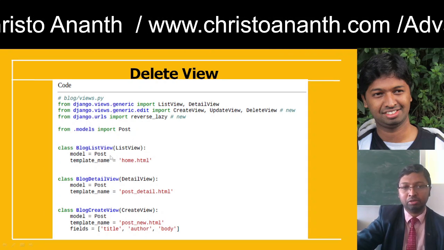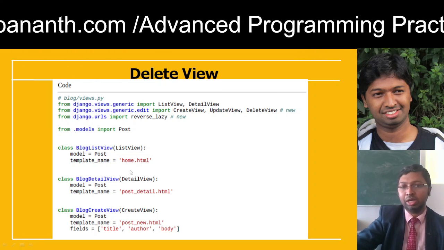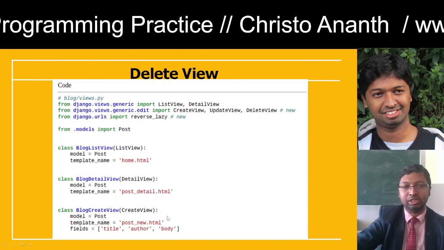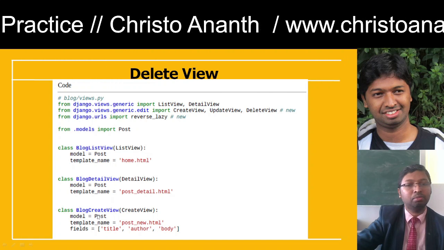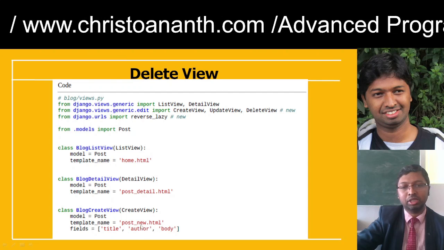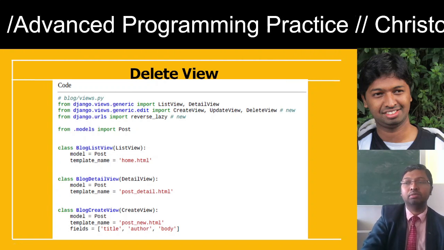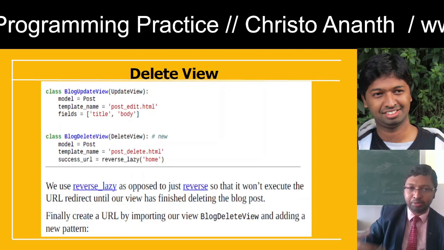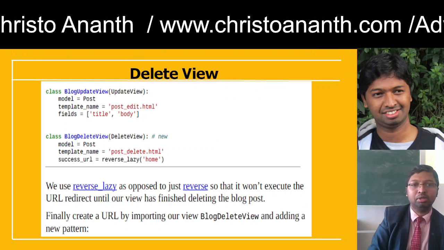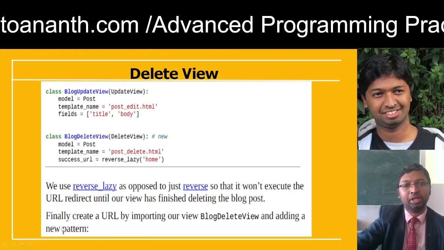From .models import Post. Class BlogListView, ListView, model equal to Post, template_name equal to home.html, and then class BlogDetailView, you will have the DetailView. So model equal to Post, template_name equal to post_detail.html. Then in the CreateView, BlogCreateView, model equal to Post, template_name equal to post_new.html. The fields for the create view, you'll have title, author, and then body. And then BlogUpdateView. So you have the model equal to Post, template_name equal to post_edit.html, fields equal to title and then body.